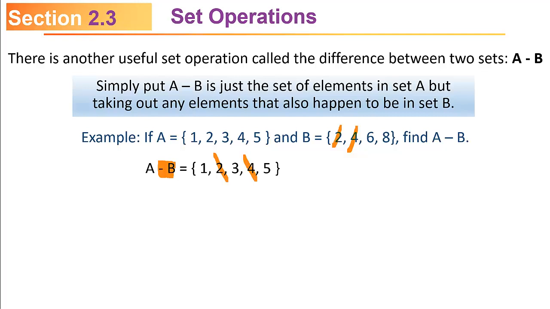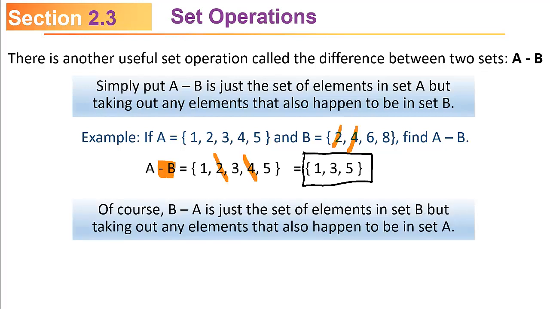So you write down the set on the left, which in this case happens to be A, and then you mark out any elements that you also see inside of the set on the right, which in this case happens to be B. So once you get the idea, it's really very simple. So A minus B for this problem is the set containing 1, 3, and 5.